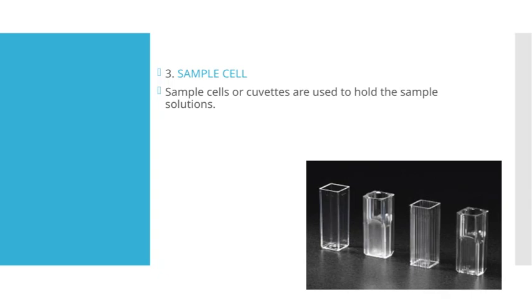Now, let's take a look at sample cells, also known as cuvettes. These are essential tools used to hold the sample solutions during analysis. Think of them as tiny containers that keep our samples steady and contained so we can accurately measure their properties. It's important to choose the right type of cuvette because factors like material and size can affect the readings we get. When working with different samples, always handle the cuvettes carefully. Clean them thoroughly to avoid contamination and ensure precise results. In the context of our overall process, these sample cells are crucial because they serve as the interface between our sample and the measuring instrument, helping us obtain reliable data.